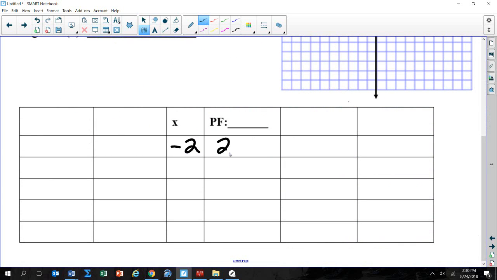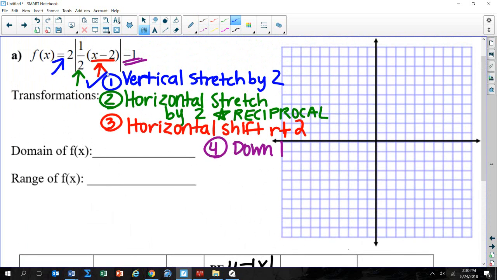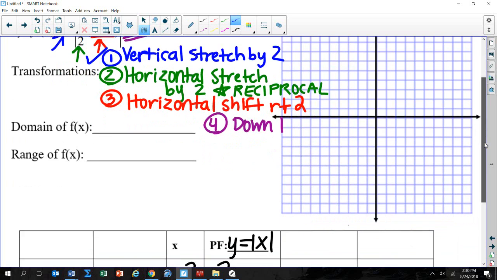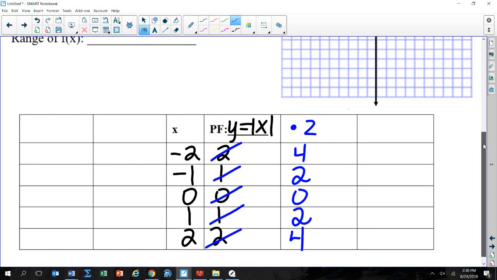Okay? So, I'm going to go ahead and in my X and PF column put our parent points. So we have -2, 2, -1, 1, 0, 0, 1, 1, 2, 2. That's for my parent function. And I'm just gonna go in order. Okay, so I'm gonna start with my vertical stretch by 2. I'm gonna start multiplying all my y values by 2. It's y because it's vertical. Anything up and down. Okay, so all my y values, I'm gonna multiply by 2. We get 4, 2, 0, 2, and 4. Okay, that's my vertical stretch by 2. That's step 1.